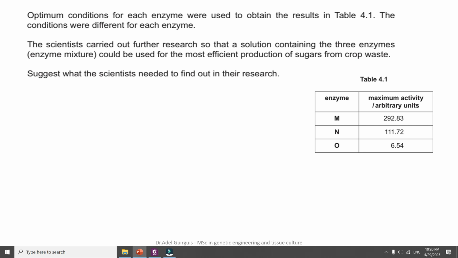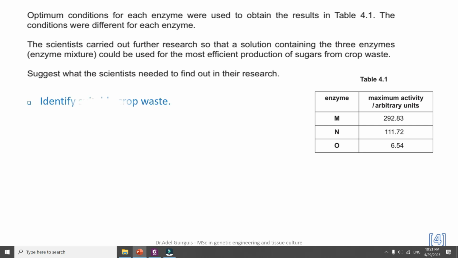The scientists carried out further research so that a solution containing the 3 enzymes, an enzyme mixture, could be used for the most efficient production of sugars from crop waste. Suggest what the scientists needed to find out in their research. This question merits 4 marks.